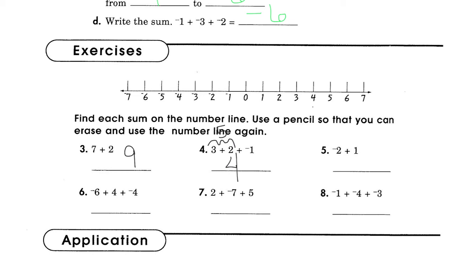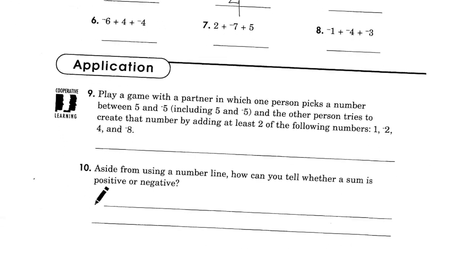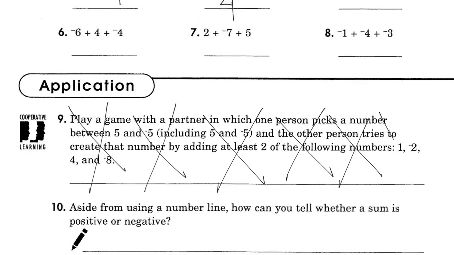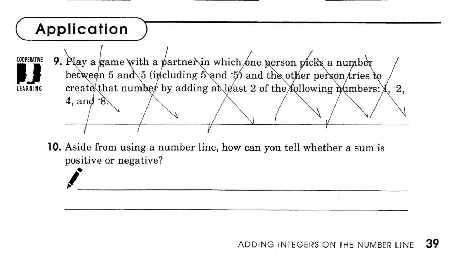So you're going to finish 5, 6, 7, and 8. When I come down here to number 9, since you guys are listening to the video, that's awesome, we are not going to do problem number 9. When you come down to problem number 10, it says, aside from using a number line, how can you tell whether a sum is positive or negative? There's a couple of ways that you can do it. You can look at the different signs. You can use a calculator, any of those things. It's just one possible answer that you're going to give.